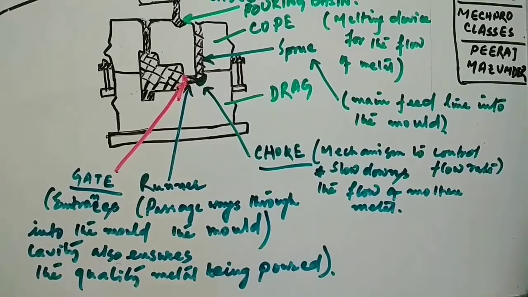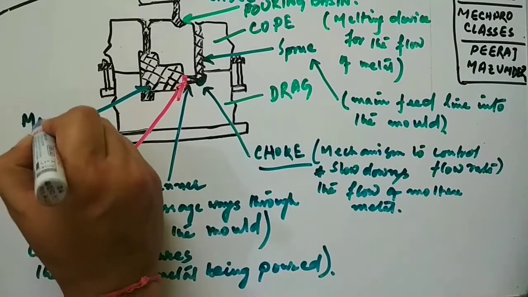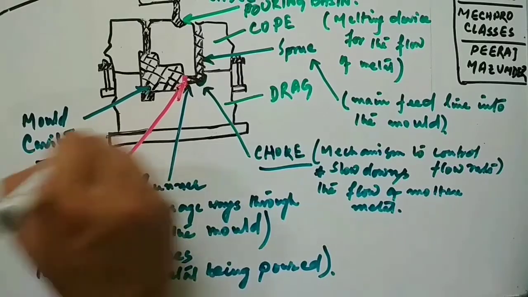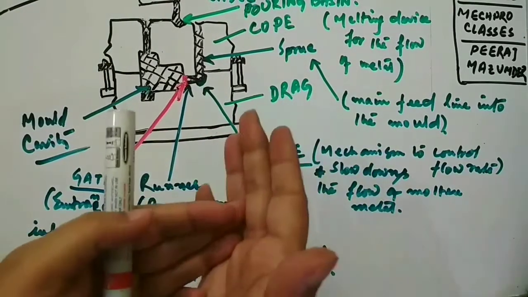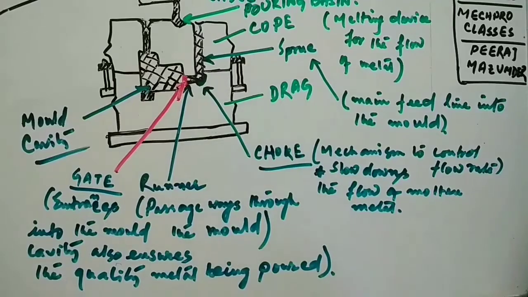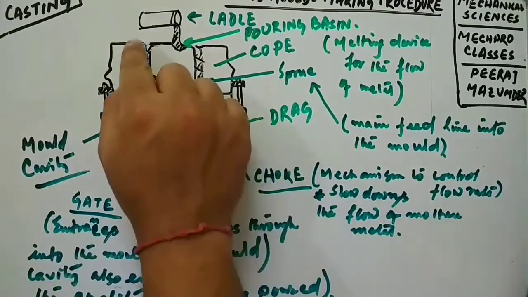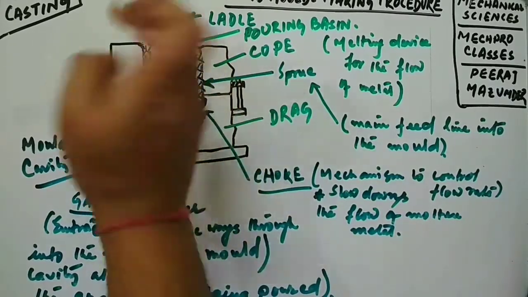Now you can see this is the mold cavity. I can write it for you. This is the mold cavity, where the molten metal arrives, and it takes the shape of the pattern, and it solidifies, and we get the finished product or the final product as well. Now coming to the next, look, there is an opening over here.